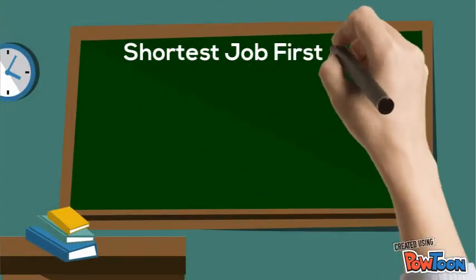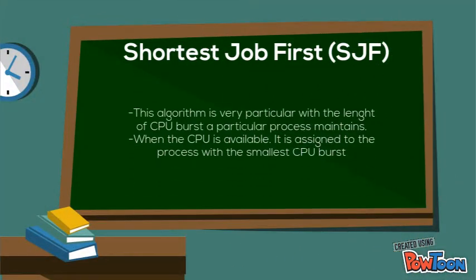Shortest job first, SJF. This algorithm is very particular with the length of CPU burst a particular process maintains. When the CPU is available, it is assigned to the process with the smallest CPU burst.